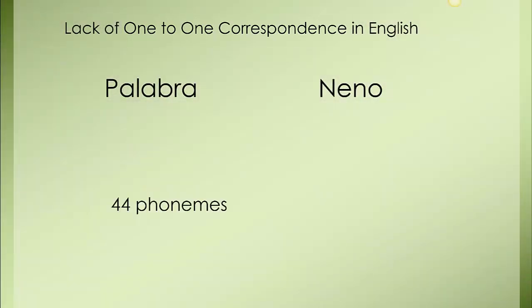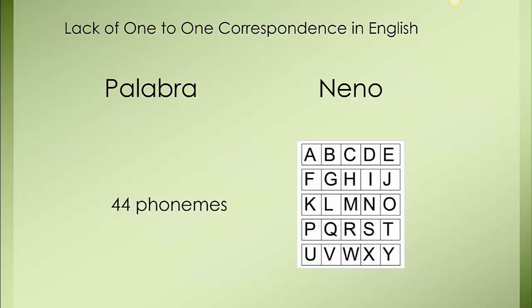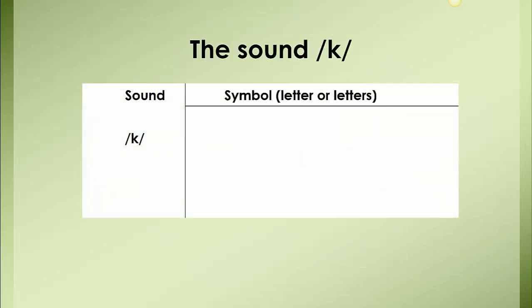Remember the 44 phonemes and only 26 letters? English does not have one-to-one correspondence, and some letters have to do double duty. Here are some glaring examples. What are all the different ways you can spell the sound k?